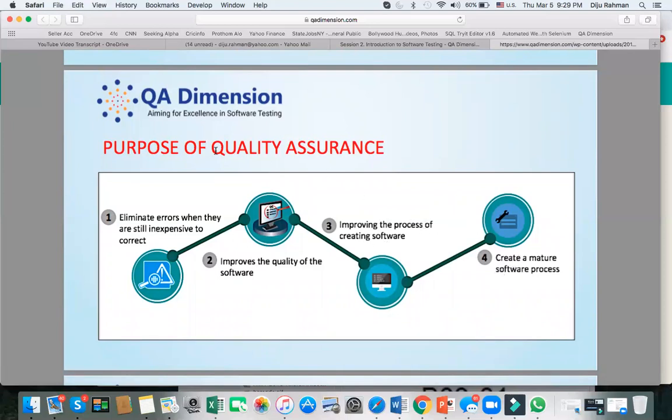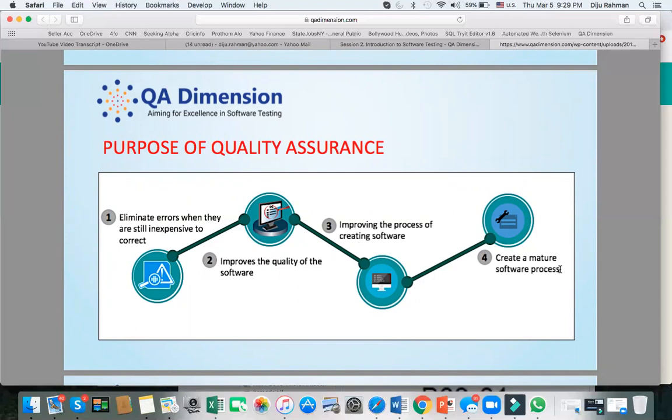So this is kind of an interview type of question. That's why I put it there. But again, if you understand the reason for doing that, to make sure there is no bug, to make sure we are improving the quality, to make sure we are improving the process and creating a mature, meaning workable, software, that's the whole reason.